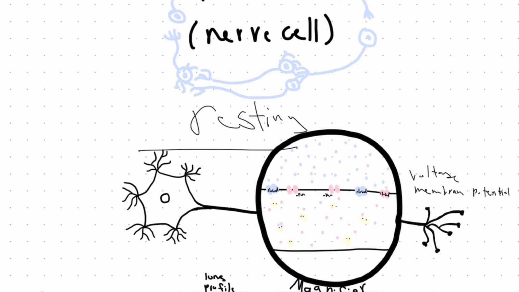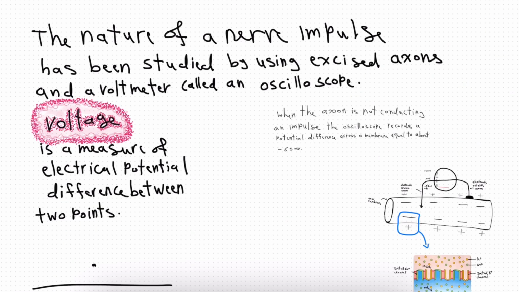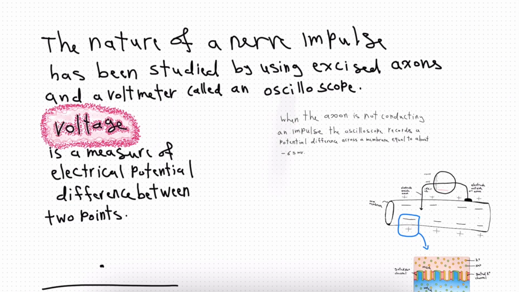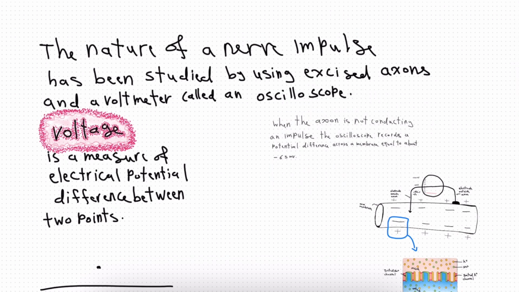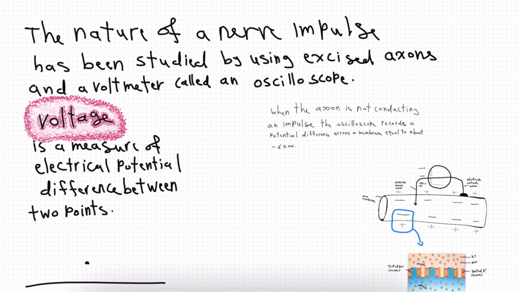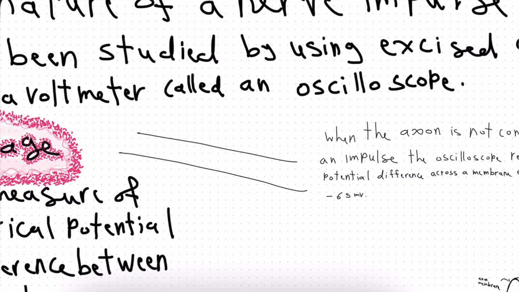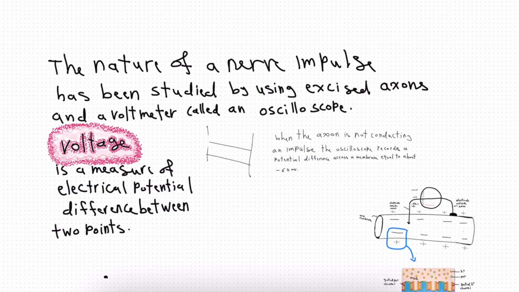The nature of a nerve impulse has been studied by using excised axons and a voltmeter called an oscilloscope. This is an axon. If we cut it, we call it an excised axon. The oscilloscope, which is a voltmeter, measures the voltage.